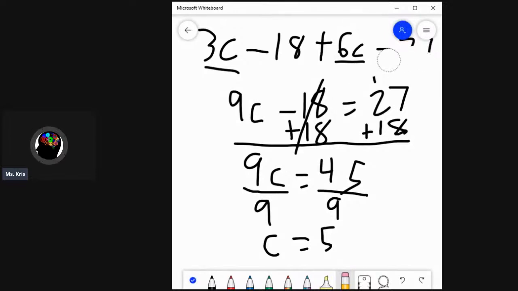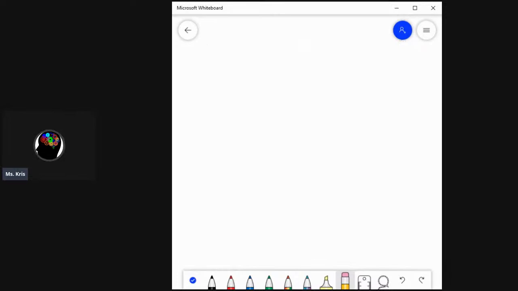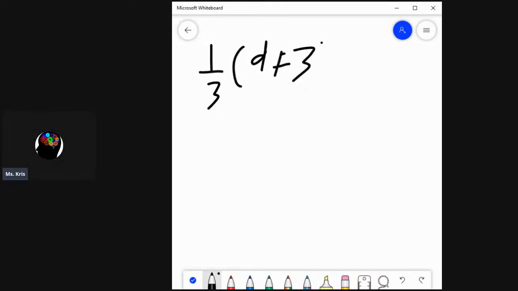All right, this is going to be our challenge question, which is my advanced question. I'm going to do 2 of these, one with a numerator of 1 and one with a numerator more than 1. So we are going to do 1/3 times (d plus 3), and that is going to equal 5.